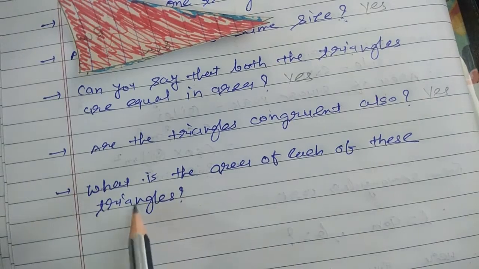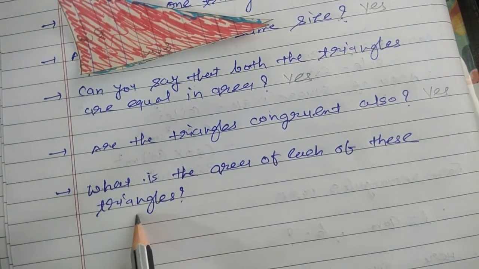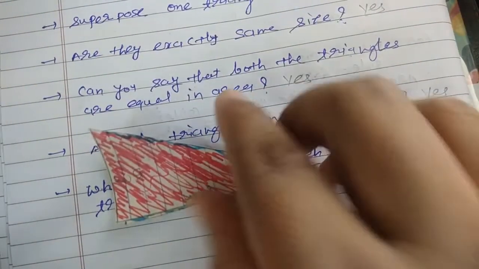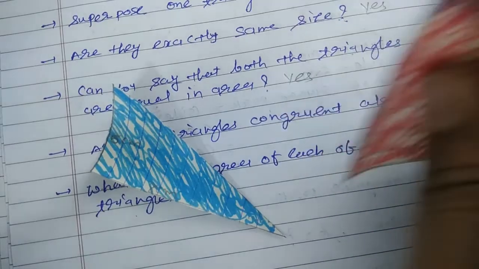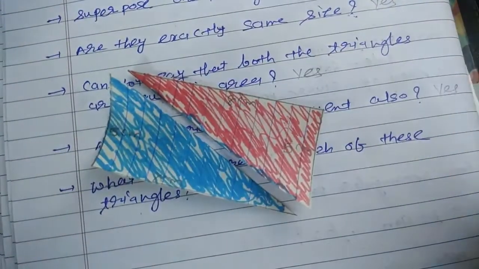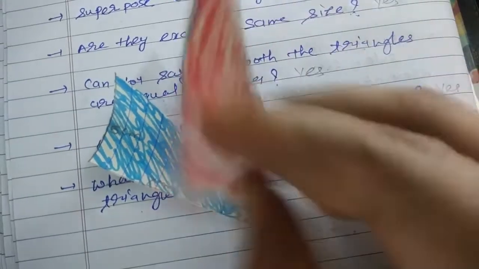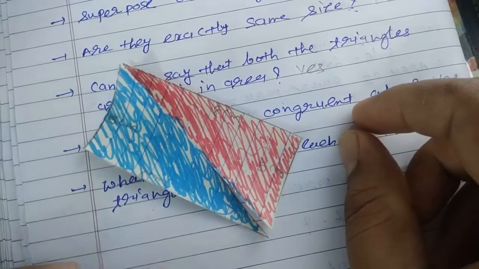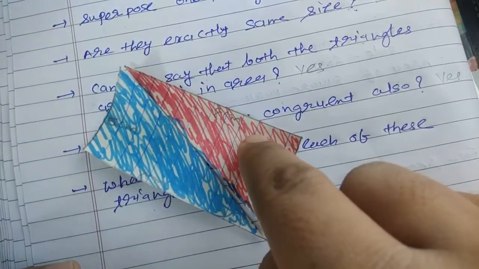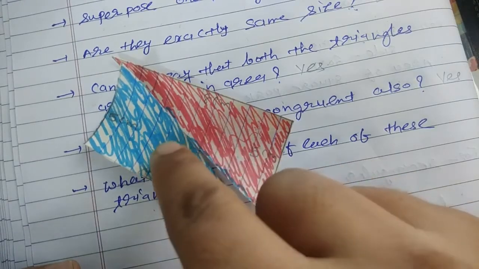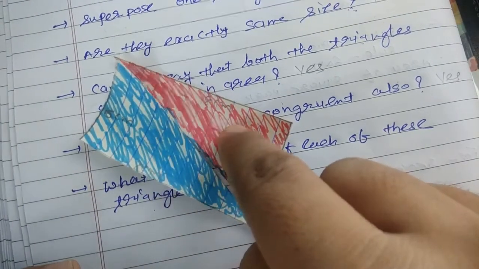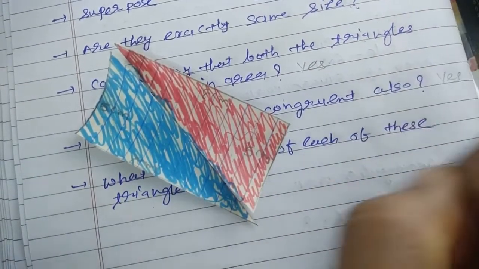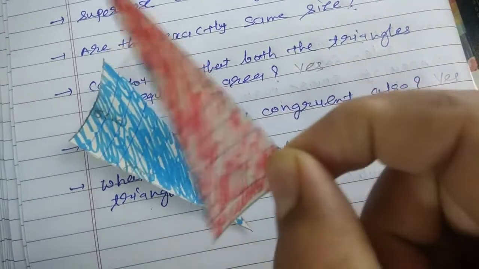Now next, what is the area of each of these triangles? We don't know the area of this triangle, but we know that the area of a rectangle is length multiplied by breadth. These two triangles made from a rectangle have equal area, so when we add the areas of these two triangles, we get the area of the rectangle. So from the area of the rectangle we can find the area of one triangle.